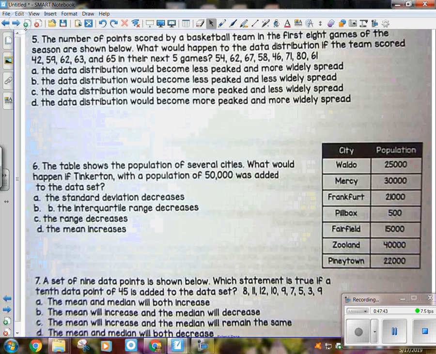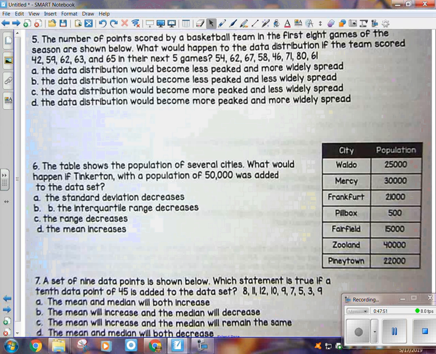So I think that puts us ready for number 5. The number of points scored by a basketball team in the first 8 games of the season are shown. What happens to the data distribution? Now we're doing the less peaked and widely spread stuff, which means now we're talking about standard deviation. As soon as I read the words widely spread, I'm thinking, you know what? That is the standard deviation that we talked about earlier. Okay, I'm going to do like I did before. What happened to the data distribution the team scored?